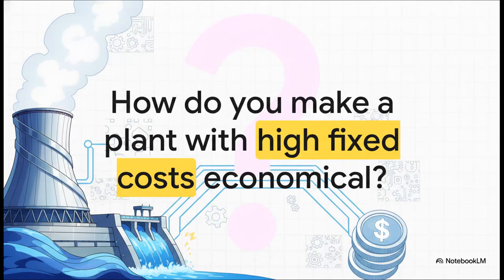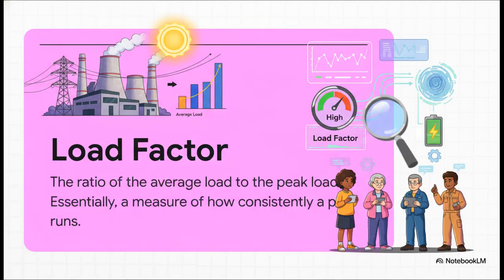Which, of course, brings up the million-dollar question, or I guess the billion-dollar question. If you've just spent all that money on a huge nuclear or hydro plant with these giant fixed costs you have to pay no matter what, how on earth do you make that plant economical and produce cheap electricity? The answer, and this is probably one of the most important concepts in the entire power industry, is something called the load factor. All it is really is a measure of how much a power plant is actually being used compared to its total potential. So a plant that's running all the time has a high load factor. One that only kicks on for a few hours a day, that's a really low one.